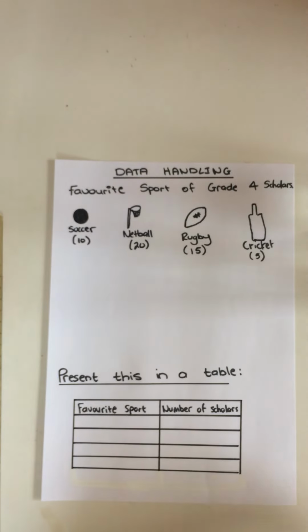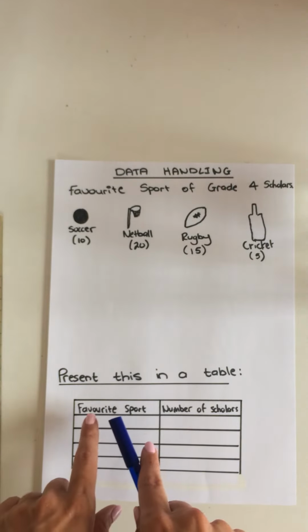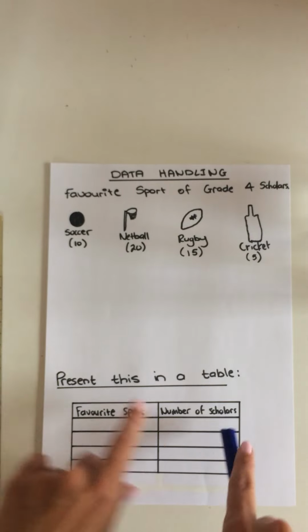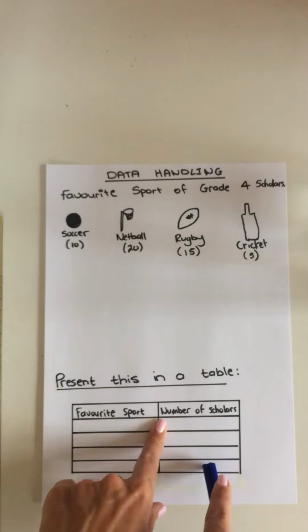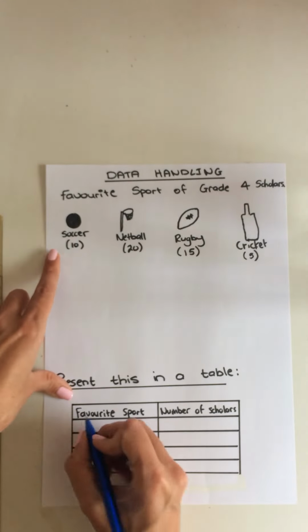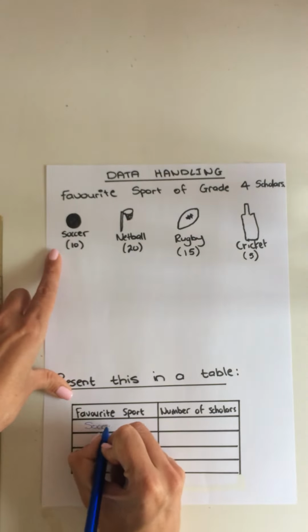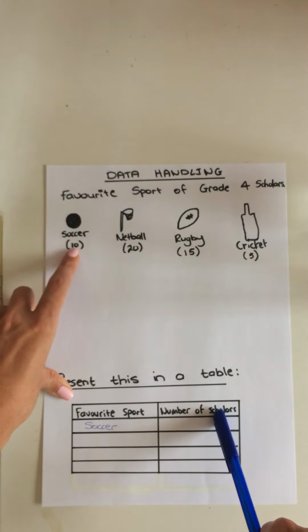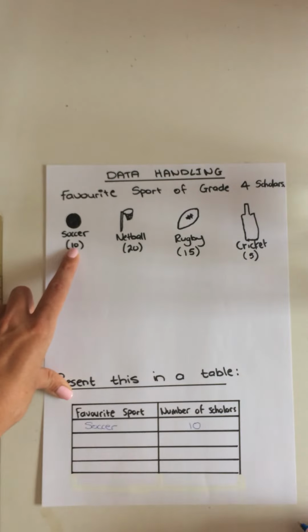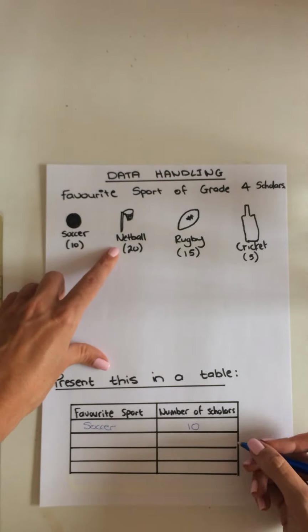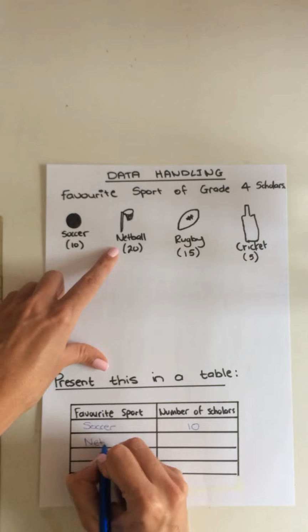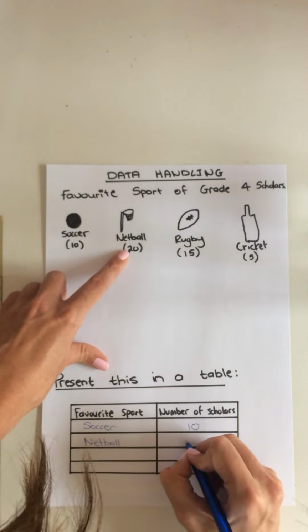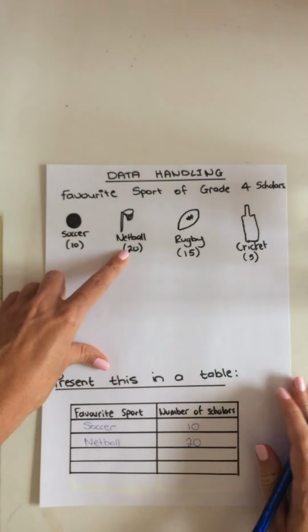So we can present this data in a table. And the table will say favorite sports, so this will list all the sports, and the number of scholars that like each sport will go on this side. So my first sport is soccer, so I'm going to write soccer on that side of the table. Then the number of scholars that like soccer is 10. So I'm going to put 10 over there. Do the same thing with netball. The sport is netball. And the data says there are 20 scholars that like netball.